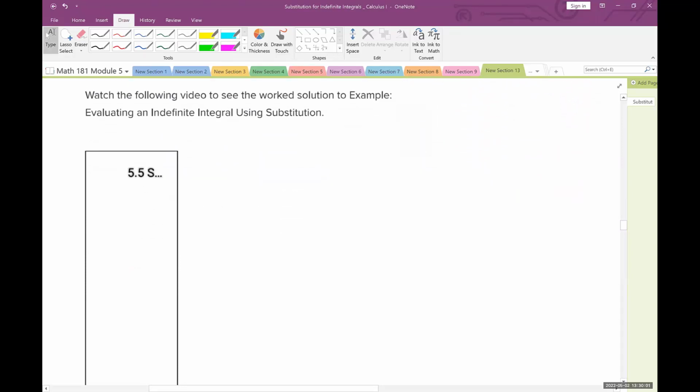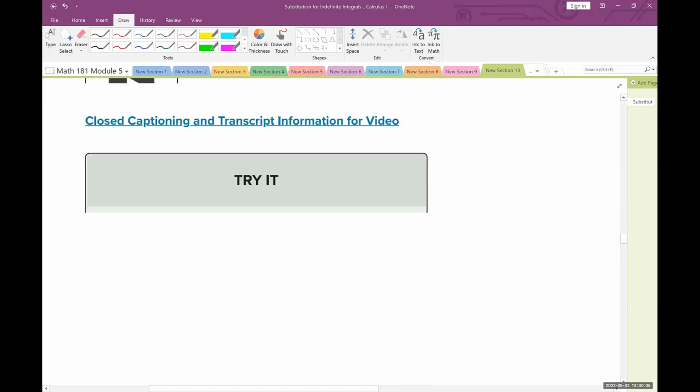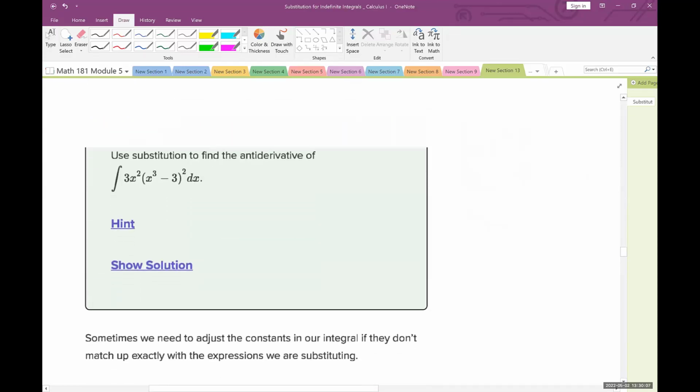I could say more, but I feel like if I do, it's just going to take us down a rabbit hole that's going to confuse people. So, okay, let's try another one of these. What do you think in this case? Integral 3x squared times the quantity x cubed minus 3 quantity squared dx. What would the u be in this case? What's the inside function here?